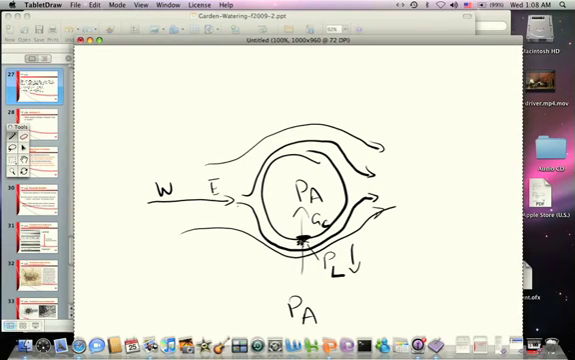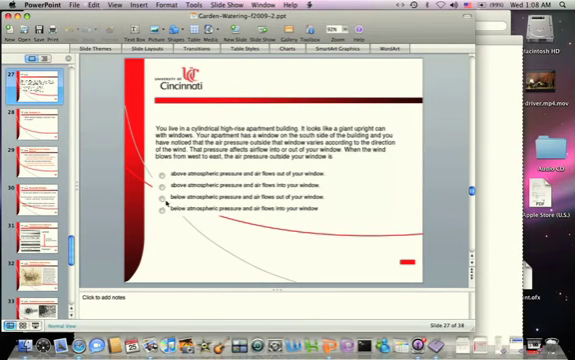when you open the window, then air naturally just flows out of the window because it's atmospheric pressure inside the building, low pressure just outside your window. So the appropriate answer here is that it's below atmospheric pressure. That allows you to eliminate the first two, and air flows out of your window. And that's what you need.